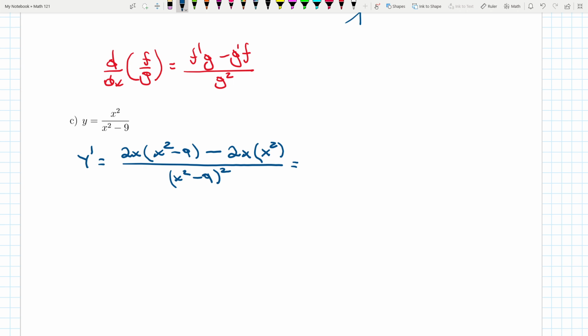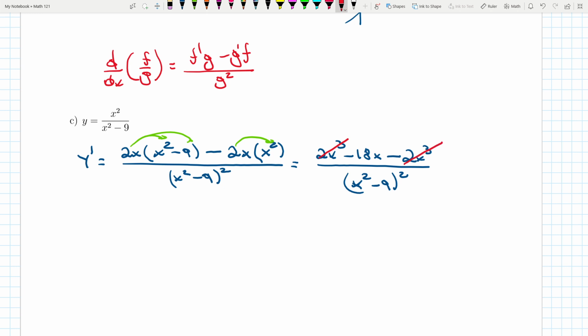So simplifying this, using the distributive property and multiplying, that's going to give us 2x cubed minus 18x minus 2x cubed. The whole thing being divided by x squared minus 9, quantity squared. All right, so notice how these two terms cancel, leaving us with negative 18x over x squared minus 9, quantity squared. And that's the final answer for the first derivative. However, we want the second derivative, so we are going to make use of the quotient rule a second time. And to get that done, number one, notice that negative in front of the derivative.